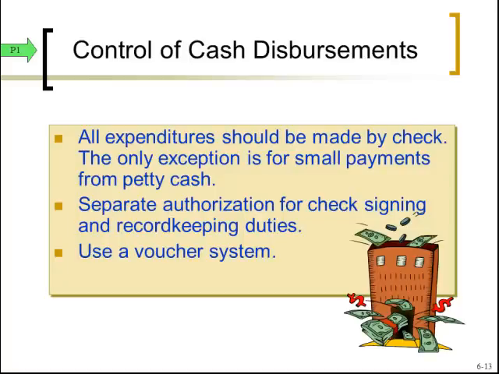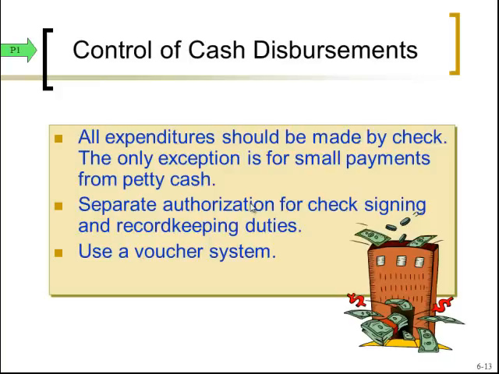So the next topic might be, how do we control cash disbursements? Now, one way, a very important way, is to make sure that all of our expenditures are made by check. We deposit all of our cash into the bank, so now we're going to try to spend all the money by check. That way we have an immediate receipt, and we know that check had to be authorized through our procedures. We do make an exception that we'll talk about for petty cash payments.